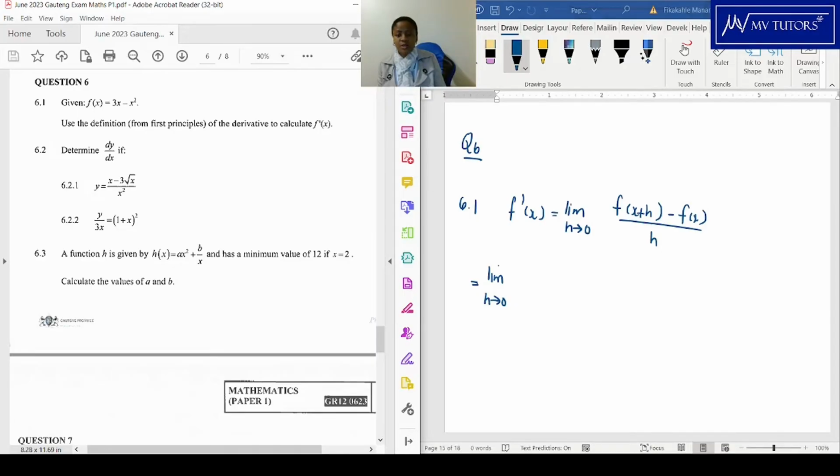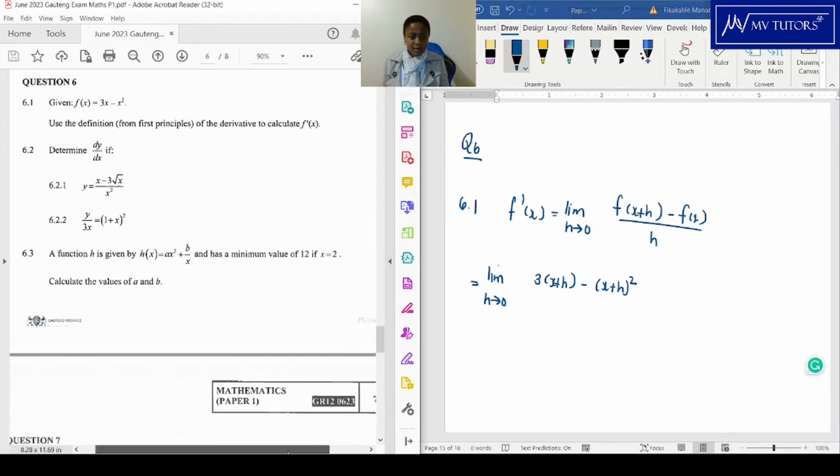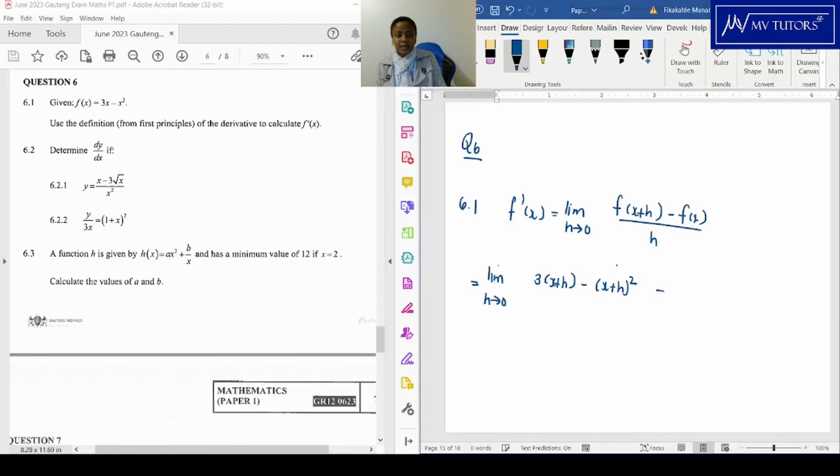Okay, so this is where you score marks. So we're going to have 3 times x plus h and then minus x plus h squared. And this is how many marks? 4 marks. Okay, and then we subtract the function itself, which is minus 3x minus x squared. Or let's just put that in brackets. Very important, or else things will not cancel as you would hope.